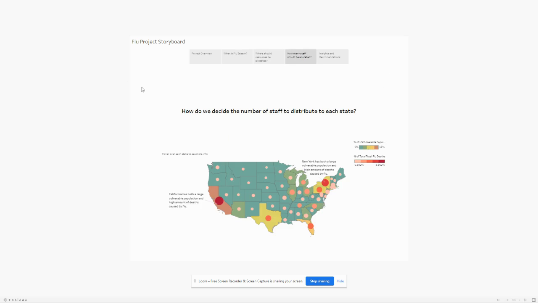How many staff should be allocated to each state? This visualization can help us to determine how many staff to distribute to each state during flu seasons. Each state's vulnerable population and total flu deaths were broken down into a percent of the totals of the U.S. for each variable.